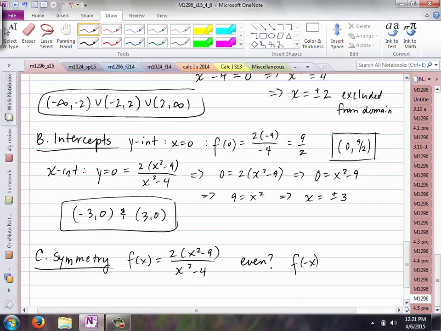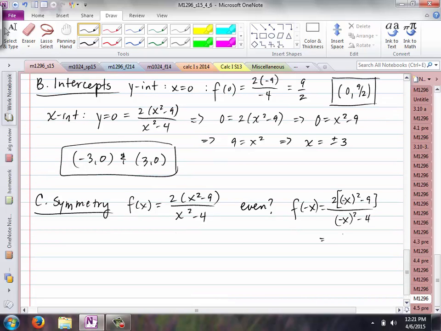Well, the test is to plug in negative x for x. See if you can do some algebra to get back to f of x. So I'm doing that right now. And notice that negative x squared is x squared. So on the top I get the top of f of x, and then on the bottom the same thing happens, and I do get f of x. So I can conclude that it is even.